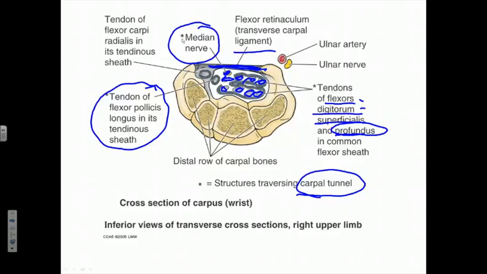Then also heading into the hand, because it's going to be the major innervator of most of our intrinsic hand muscles, will be the ulnar nerve. But the ulnar nerve is also crossing the medial aspect of the wrist, but it does not have to traverse the carpal tunnel. And everyone knows someone out there who's had carpal tunnel syndrome, and Dr. Macnow is going to talk about the clinical manifestations of that, that are largely the result of compression of the median nerve as it traverses this anatomic region of the upper limb.